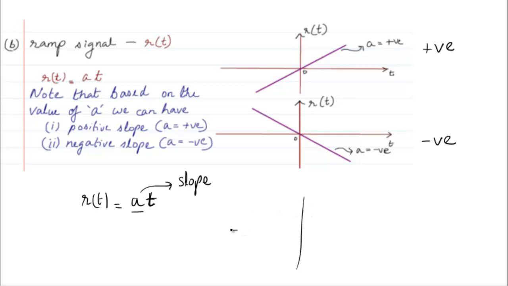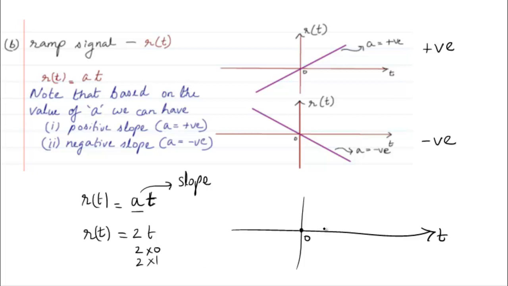You can try to draw this by putting different values of a and t. For example, if I take a equal to 2, and I am asked to draw a into t, or 2t, how will I draw it? On the t axis, at 0, 2 into 0 gives me 0, whereas at t equal to 1 I get 1 into 2, which is 2. Similarly, at t equal to 2, I get 2 into 2, which is 4.